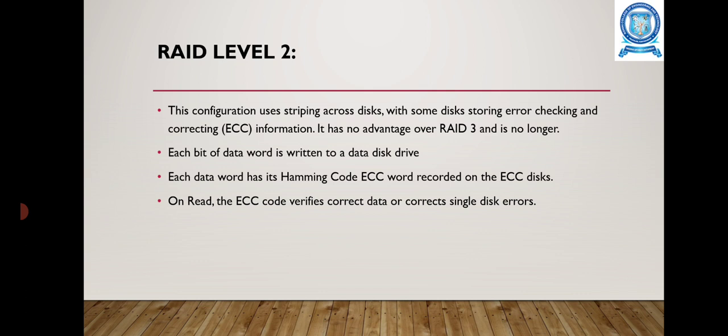This configuration uses striping across disks, with some disks storing error checking and correcting information. It has no advantage over RAID 3 and is no longer used. Each bit of data is written into the disk drive. Each data word has its Hamming code, that means error correction code, the ECC word, recorded on the ECC disk. On read, the ECC code verifies the correct data or corrects a single disk error.